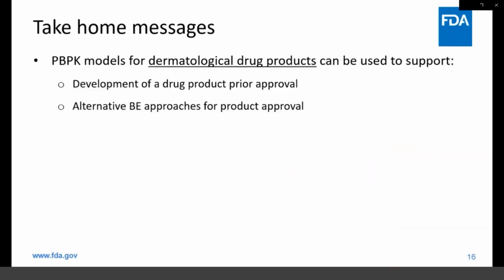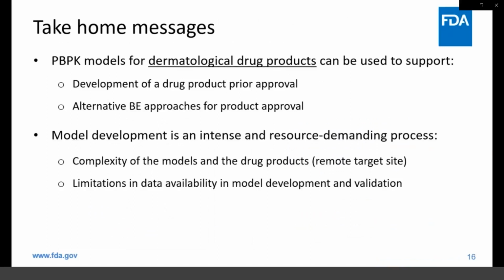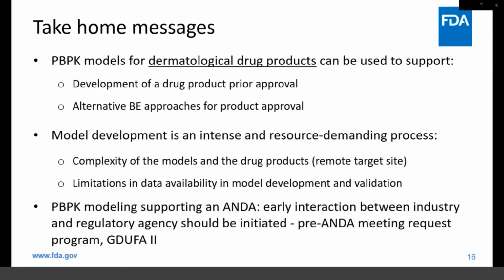Our take-home messages. PBPK models for dermatological drug products can be used to support development of a drug product prior to its approval. Alternative approaches for drug product approval. Model development is an intense and resource-demanding process. These models are complex, and so are the drug products that they are describing. There are limitations in data availability in model development and validation. We do support early interaction between industry and the FDA, and we believe that the pre-NDA meeting request program under GDUFA 2 is an excellent platform for that.